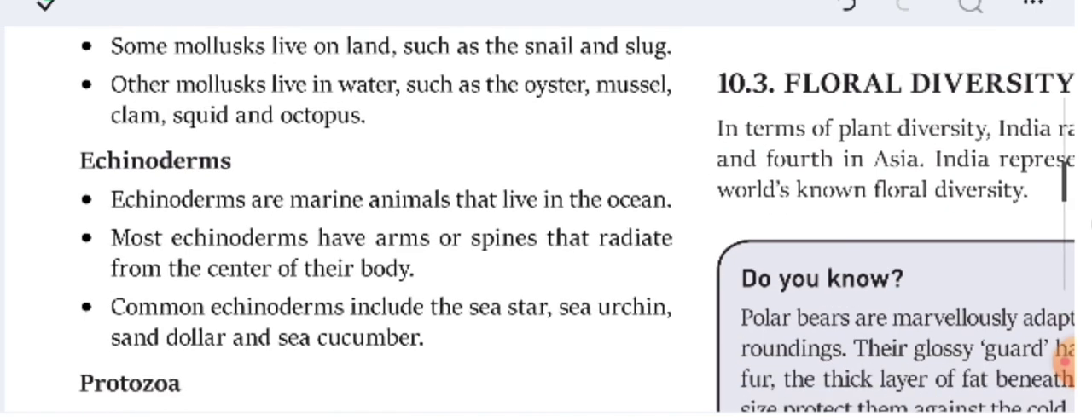Most echinoderms have arms or spines that radiate from the center of the body. Common echinoderms include sea star, sea urchin, sand dollar and sea cucumber.